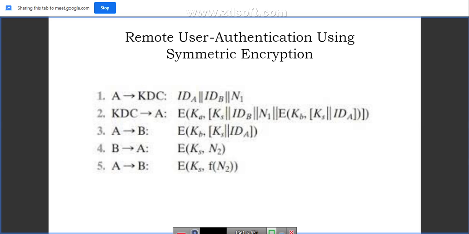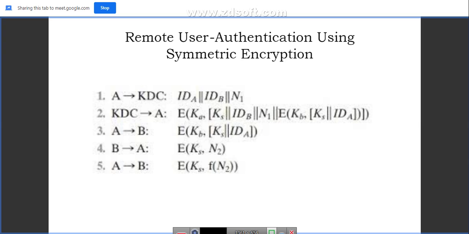Now there are 5 exchanges between 3 roles. A, we can assume as a client; KDC, the trusted party; and B, which we consider as the receiver, the other client, not a server. Again, there are a few terminologies here we need to know.